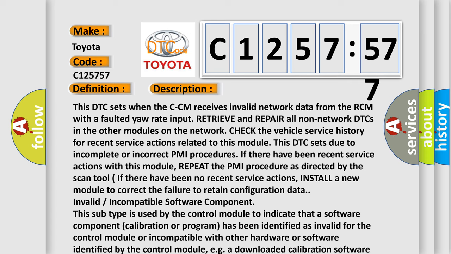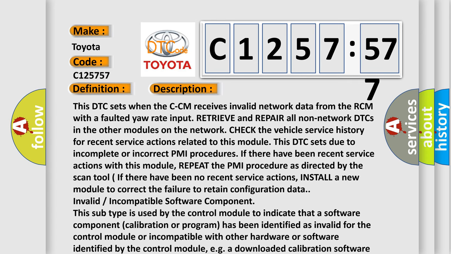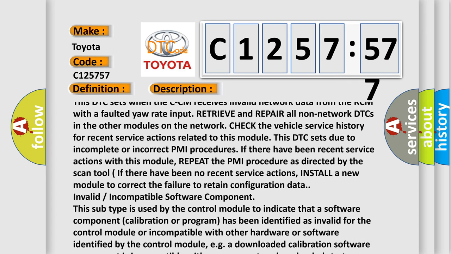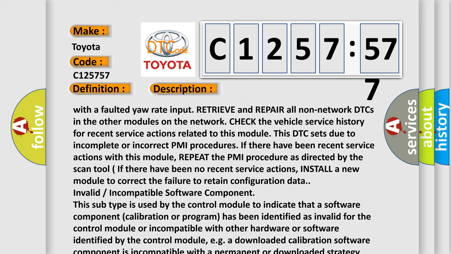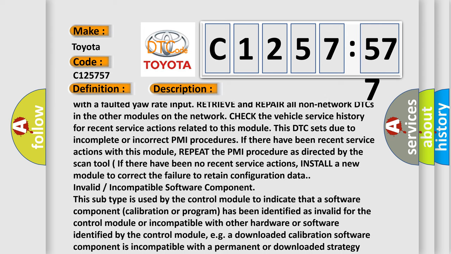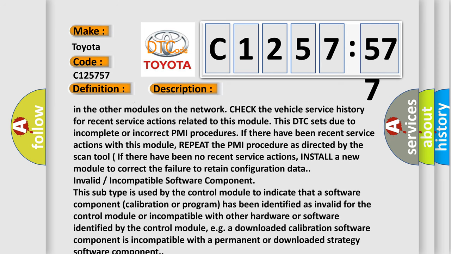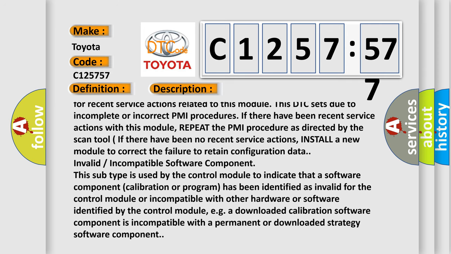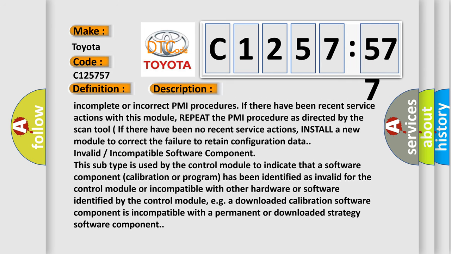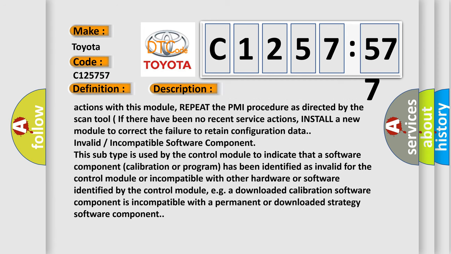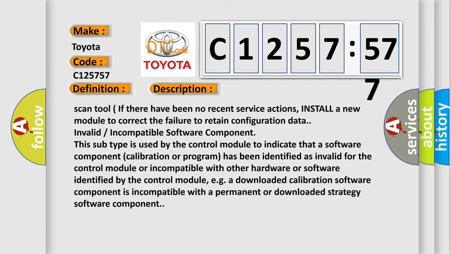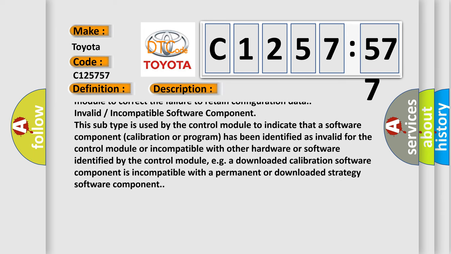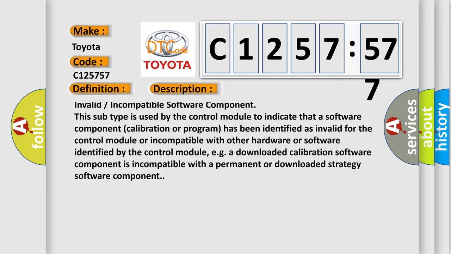And now this is a short description of this DTC code. This DTC sets when the CCM receives invalid network data from the RCM with a faulted yaw rate input. Retrieve and repair all non-network DTCs in the other modules on the network. Check the vehicle service history for recent service actions related to this module. This DTC sets due to incomplete or incorrect PMI procedures. If there have been recent service actions with this module, repeat the PMI procedure as directed by the scan tool. If there have been no recent service actions, install a new module to correct the failure to retain configuration data.